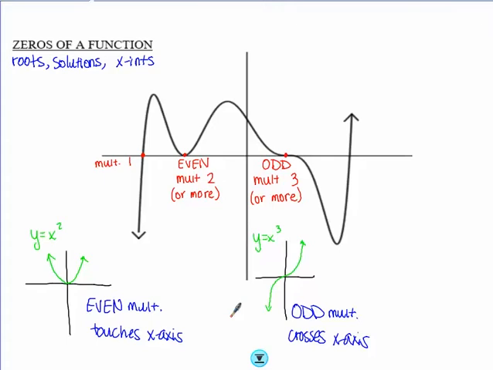Now, if we look at the last zero, this one, the graph goes straight through the x-axis. So since it crosses the x-axis, we know for sure that this root has an odd multiplicity, and it is probably 1.